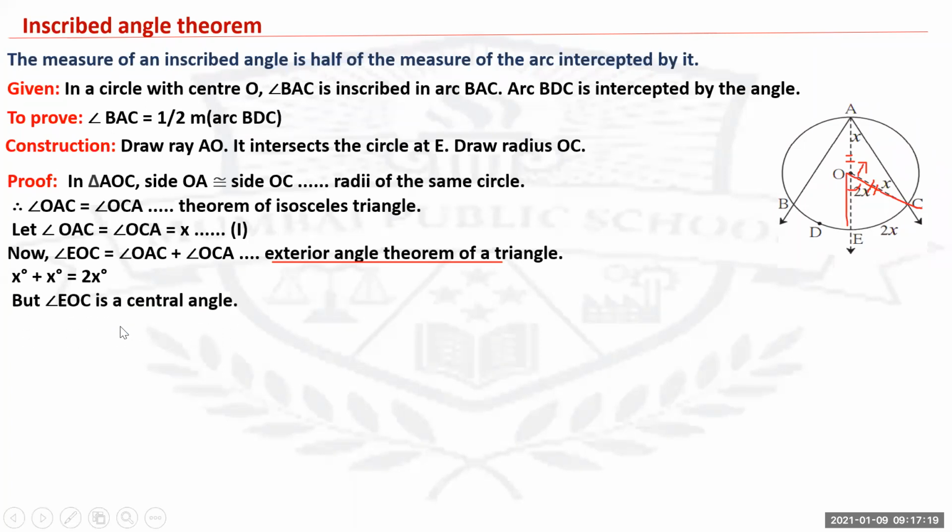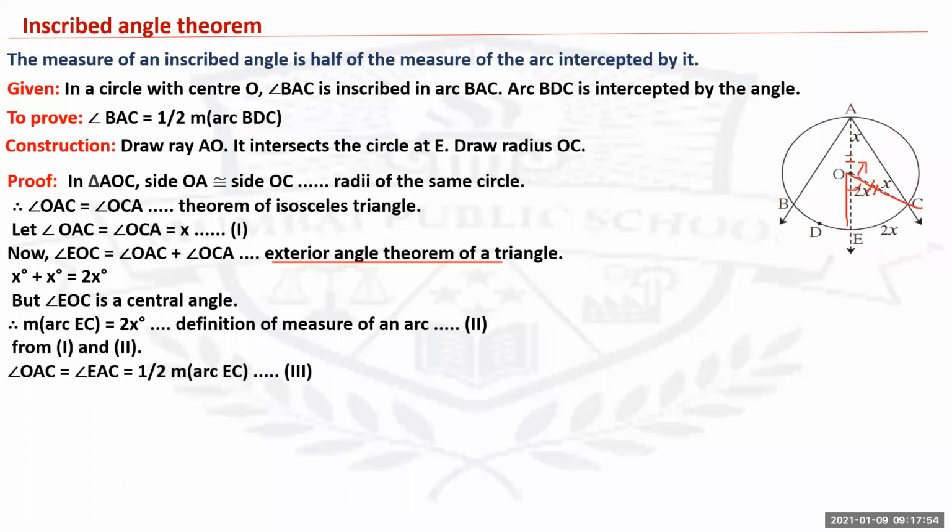But angle EOC, O is the center of the circle. So angle EOC is formed at the center of the circle, so that angle is called the central angle. Therefore, measure of arc EC is going to be equal to 2x by the definition of the measure of the arc. The measure of the arc directly corresponds to the value of the central angle. So you'll get measure of arc EC equals 2x.